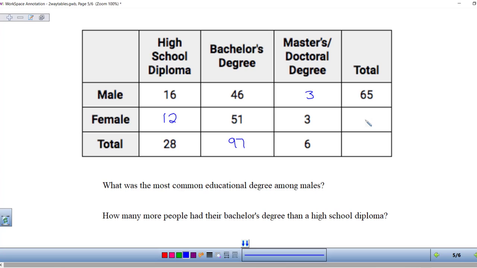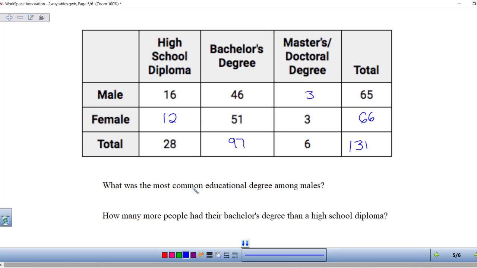So in this box, we're going to go ahead and do 12 plus 51 plus 3. That will give us 66. And then down here, it might be a little easier to add 65 plus 66 than it would be to add these 3 numbers. So 65 plus 66 would be 131. Finally, we have these questions to answer because we filled in our table.